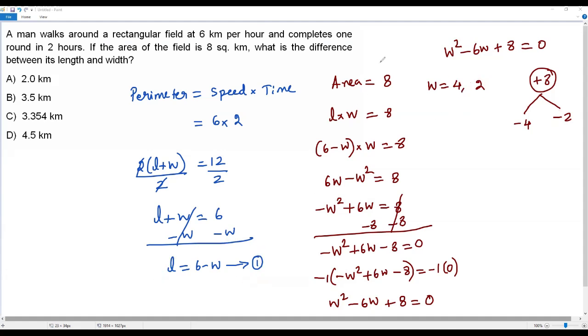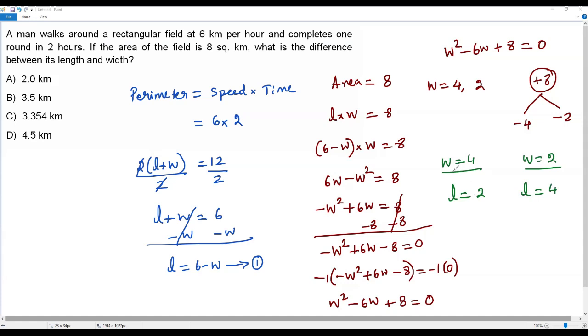Okay, now let me do it. First, when W is equal to 4, what value do we get for L? If I plug in W equal to 4 over here, 6 minus 4 becomes 2. If I plug in W equal to 2 into the first equation, then I'm getting L equal to 6 minus 2. 6 minus 2 is 4.